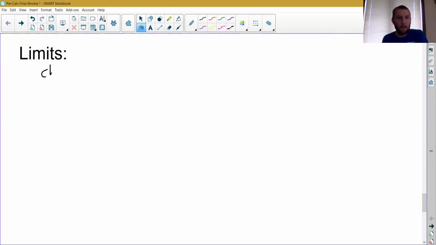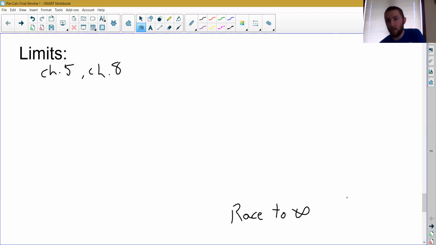And in chapter 8, really all we did was the race to infinity. Okay, the race to infinity and beyond, right? No, Toy Story. Okay, race to infinity and rational functions, right? We looked at limits of 2x squared plus 3 over 4x minus 1, right? So we talked about dominant terms in the race to infinity and what that does to limits as x approaches infinity or possibly negative infinity.